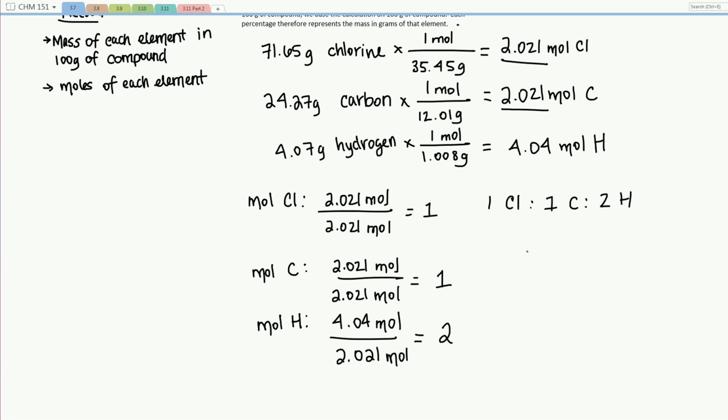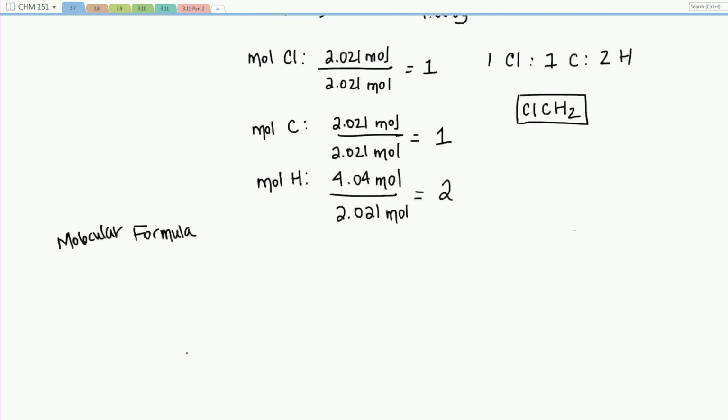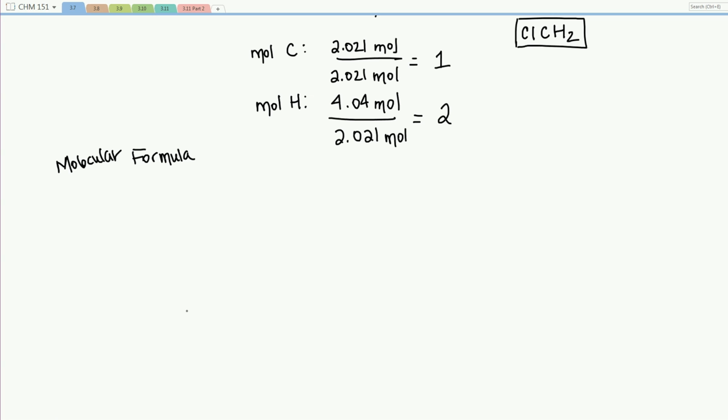So our empirical formula in that case then is ClCH2. Okay, so now to determine our molecular formula, we need to calculate the molar mass of the empirical formula. And you guys will recognize the formula that we're going to use from lab.